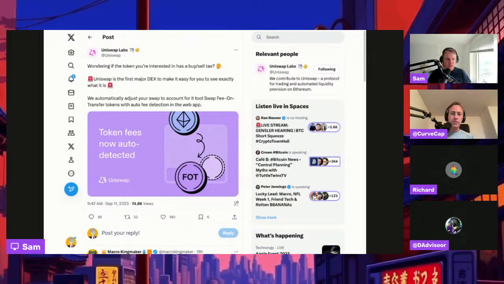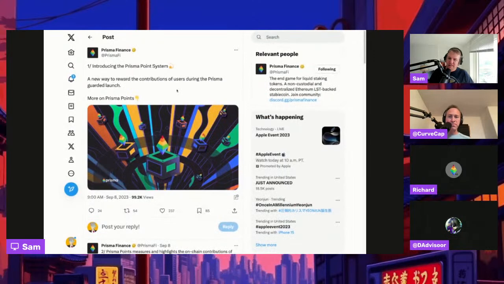So one last story that we can wrap up on, and Richard, this one's actually for you, is that you guys published about the Prisma point system yesterday, and I don't think we talked about this in the interview. So maybe you could walk us through the Prisma point system and how it's going to be integrated with the guarded launch.